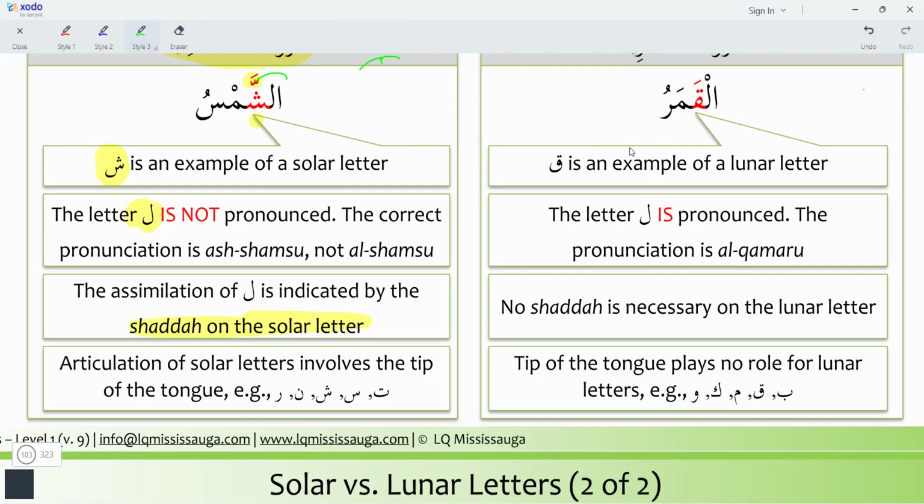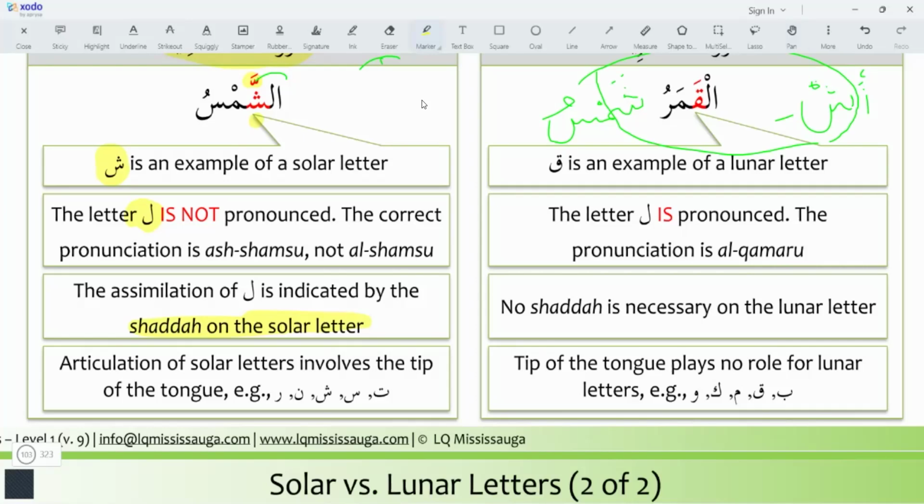This is ash. When we pronounce it, we will pronounce it ash. Then the second one will be shamsu. Ash, shamsu. So there are the two sheens, ash and shamsu. We write them together. These two sheens we will write together and we will put their shadda. So it will become ash-shamsu.